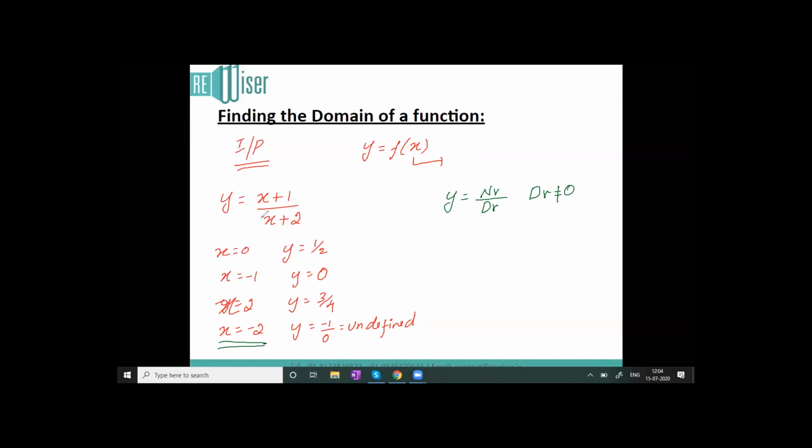In this case, the denominator is x + 2. So this x + 2 should not be equal to 0, which means 2 moves on to the other side, and x should not be equal to negative 2. So I can say the domain of this function is, domain means all the possible values of x, x can be all the real numbers, but x should not be equal to negative 2. So this is how I can find the domain, and this is the first restriction I should be aware of.